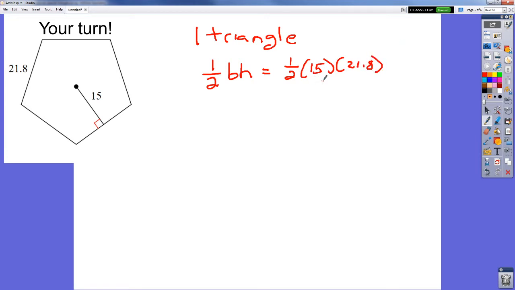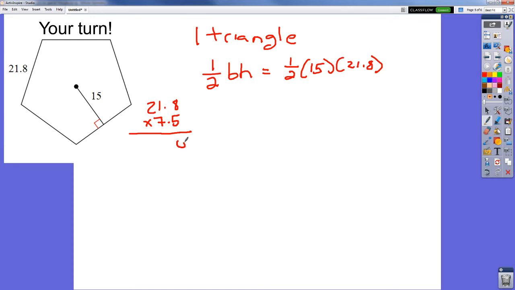And if we do that, we come up with something. I'll just do the math right here. I don't feel like going and running to get a calculator. Half of 15 is 7.5. So we're doing 7.5 times 21.8. And I'm just going to go ahead and do the long multiplication.